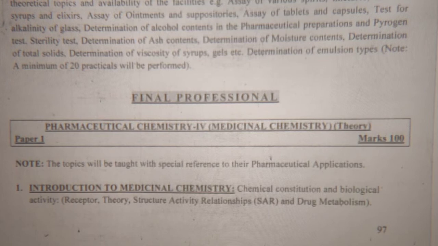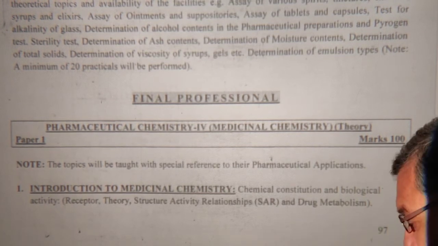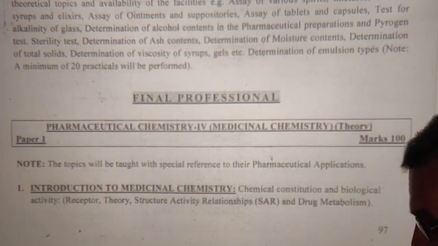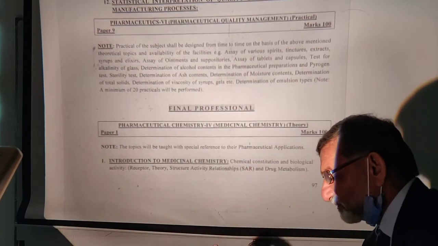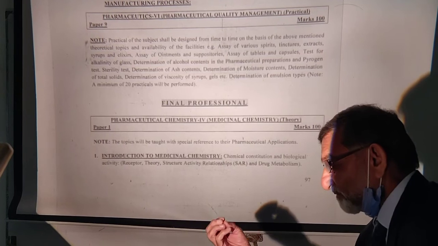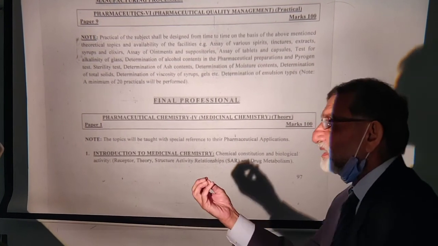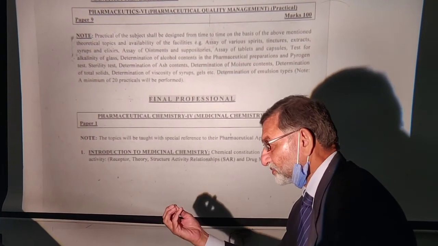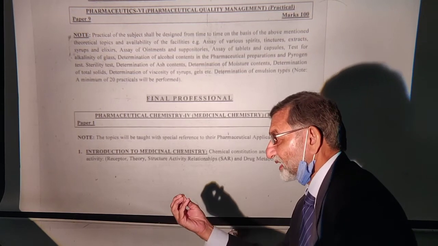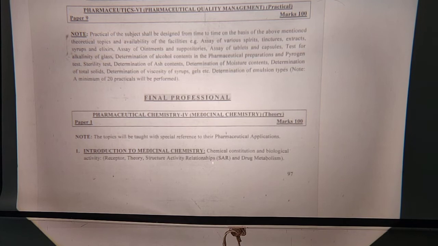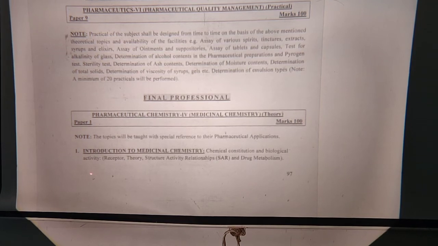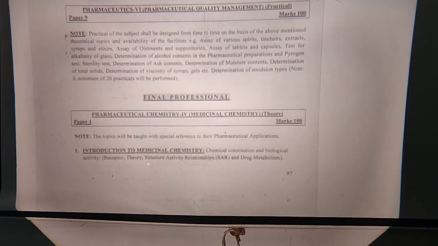In this respect, I did talk to you, being a pharmacist, what is your domain? Your domain is to select a very effective, therapeutic, efficacious and least toxic drug for the patient for his or her survival. Now then, again, chemical constituent and biological activity, receptor theory, structure activity relationship and drug metabolism we will be discussing in that aspect.